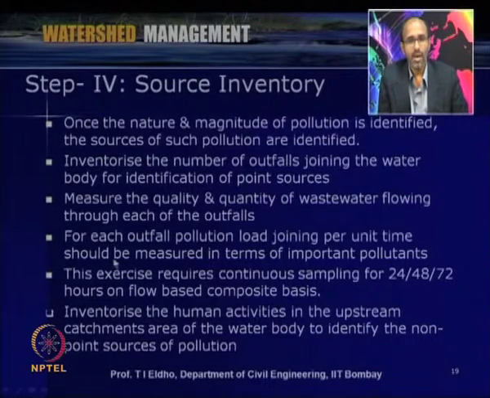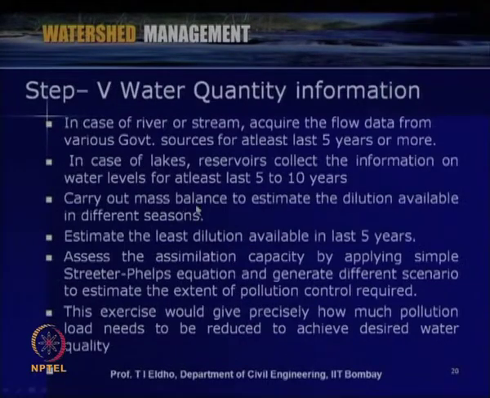So accordingly we have to see. Then we have to make the inventories. So inventory is the human activities in the upstream catchment area of the water body to identify the known point source of pollution. So the pollution source, once we identify, we have to identify whether it is point source or non-point source of pollution, and then again we have to continuously monitor and take samples and then look, say, from where it is coming from and how the movement is taking place, so that we can go for various measures.